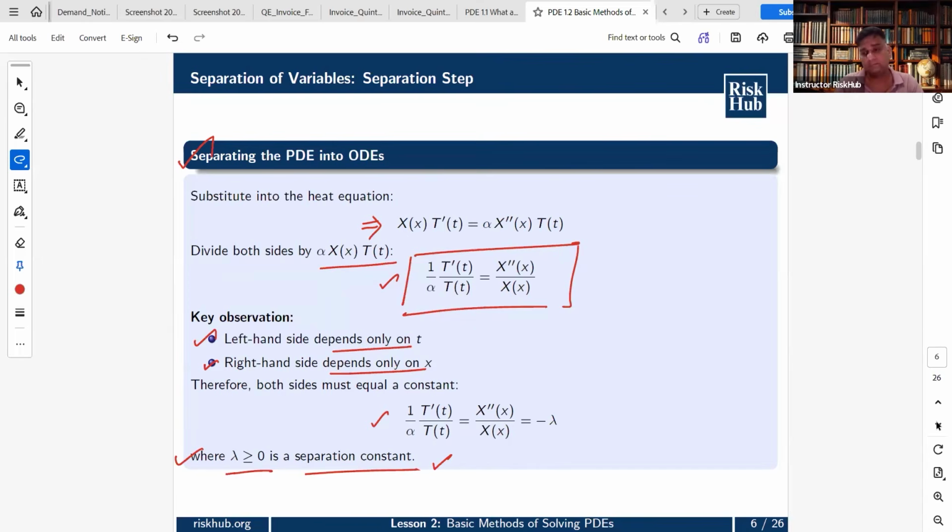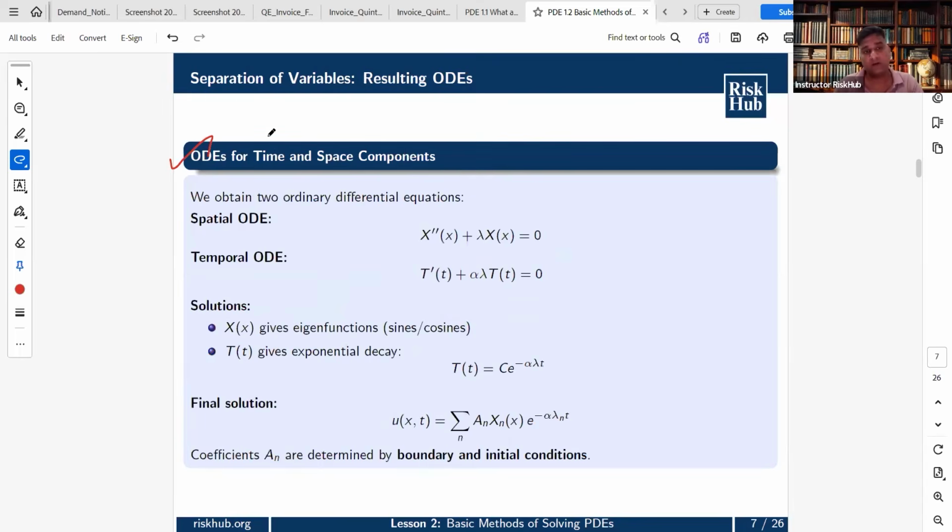So that's okay. Then we get into the next part. We are looking for ODEs for time and space components. You obtain two ordinary differential equations, the spatial ODE and the temporal ODE, right? So from your equation, X''(x) divided by X(x) is equal to minus lambda. We get the spatial ODE, which is of this form, right?